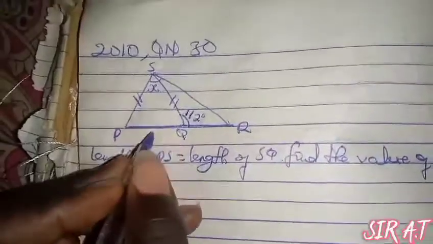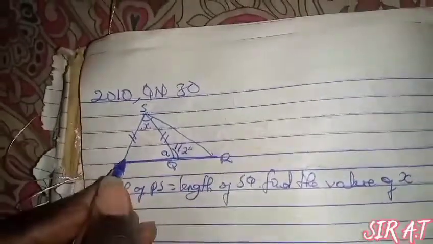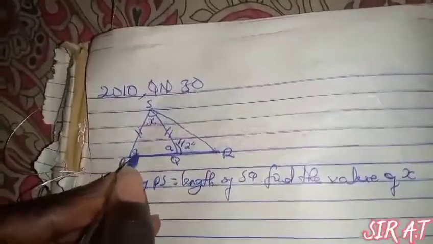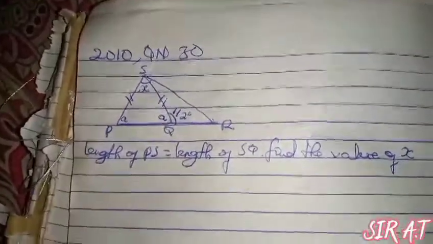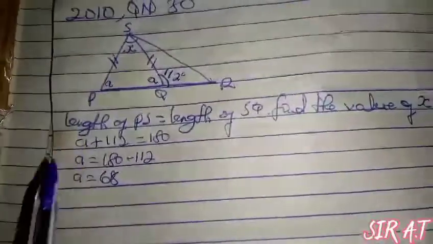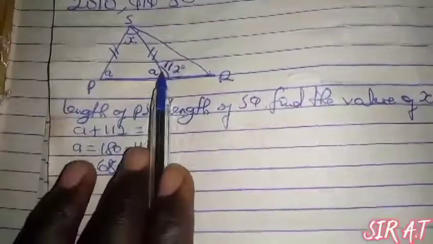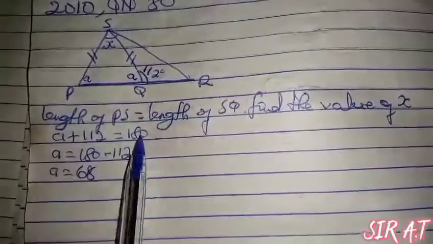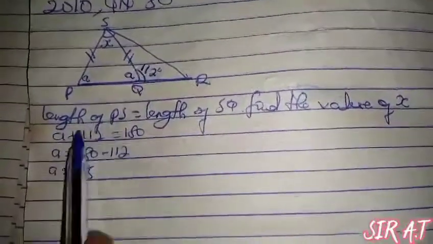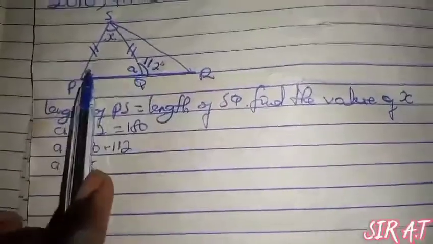So you are going to put, let's say, a letter here. Let's say you are putting A here, and then you are putting another A here, because this and that, they are the same. So we are going to find A. After putting A here, this is angles on a straight line, so you can find the value of A. So A plus 112 is equal to 180. A is equal to 180 minus 112. So our A is 68. So here is 68, here is 68.